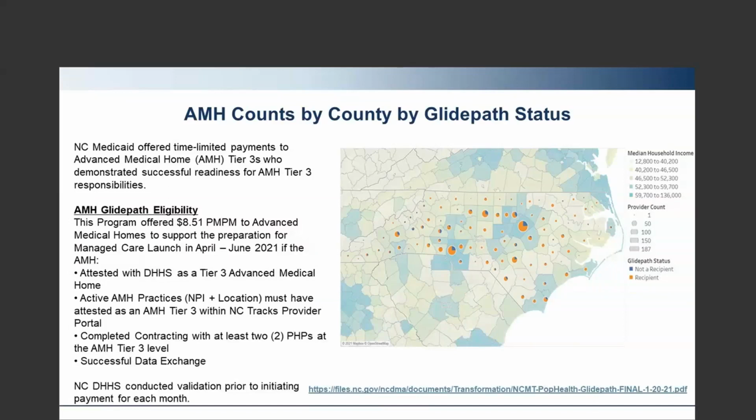So North Carolina Medicaid offered time-limited payments for advanced medical home tier 3s who demonstrated successful readiness for AMH tier 3 responsibilities. So to receive these payments, as far as eligibility, they had to attest to tier 3 level and actively contribute into the system for the provider portal their MPI numbers, as well as their location codes, and complete contracting with at least 2 of our health plans at the tier 3 level and be able to successfully exchange data with those health plans. And we conducted validation prior to initiating payments for each month. We paid over $32.4 million in glide path payments within a 3-month time span, which covered 1.38 million of our standard plan beneficiaries. Next slide.